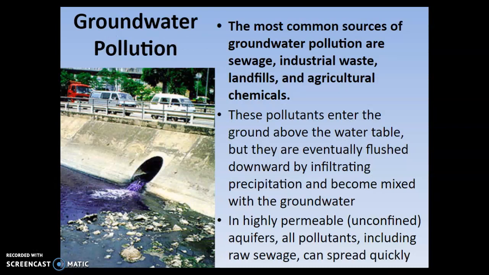The most common sources of groundwater pollution are sewage, industrial waste, landfills, and agricultural chemicals. So these will enter the ground above the water table, and they are eventually flushed downward by infiltrating precipitation, and they become mixed with our groundwater. So remember, our unconfined aquifers are more susceptible to pollution. In highly permeable aquifers, all pollutants, including raw sewage, can quickly spread.